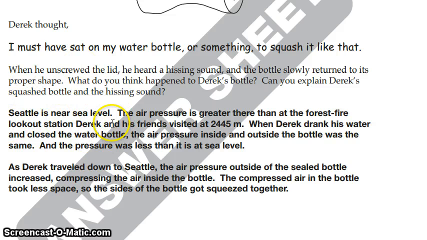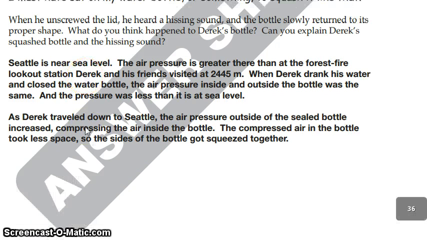Since Seattle is near sea level, there's a definite change in elevation. They started off at about 2,400 meters and got back down to sea level. There's less air at 2,400 meters, so there are not as many air molecules inside the bottle, so the bottle is not able to push out and stay full size. The air pressure surrounding it when he's down in Seattle at sea level is greater, so it collapsed the bottle and gave it that little bit of a crush because of the lower air pressure in the mountains compared to the air pressure in Seattle.